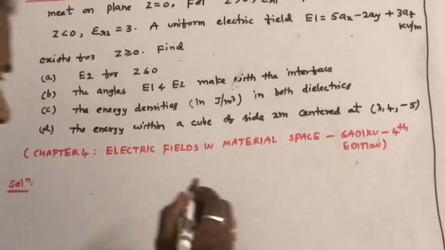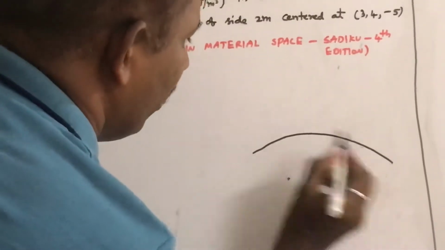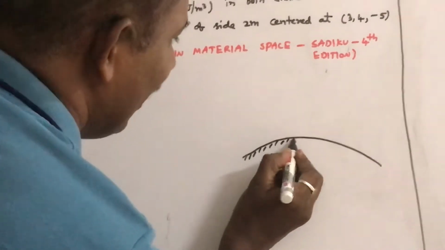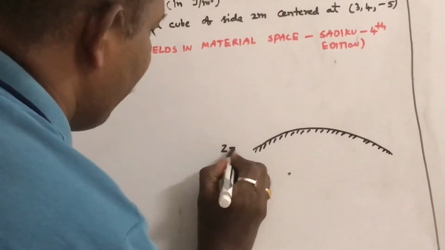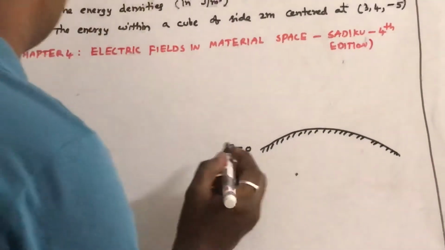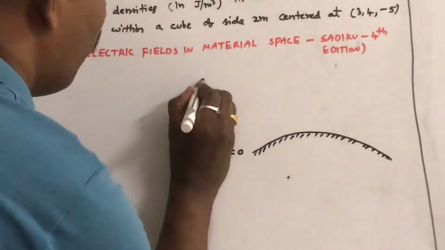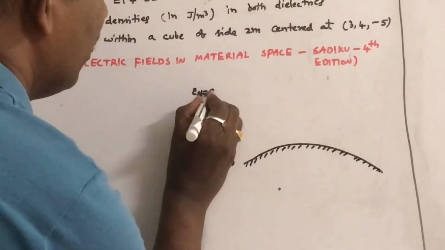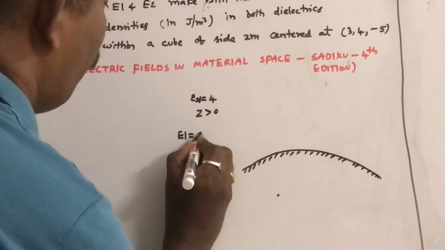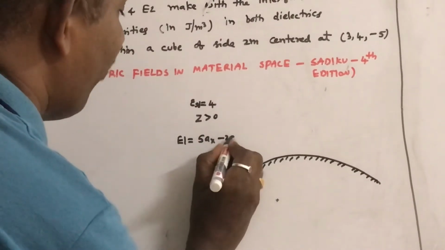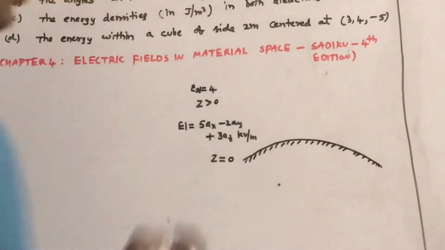First, let us draw the diagram carefully. Let us say this is the boundary between the two mediums. What is the given information? z equals 0 is the boundary between two mediums. Say this medium is z greater than 0. For z greater than 0, epsilon r1 is given as 4, and E1 in this material is 5ax minus 2ay plus 3az kilovolt per meter. So this is the given information.